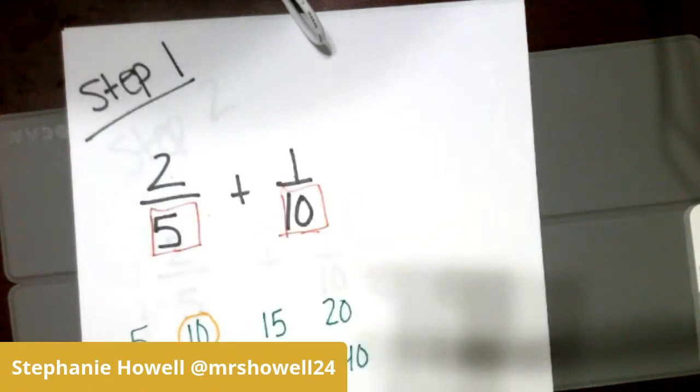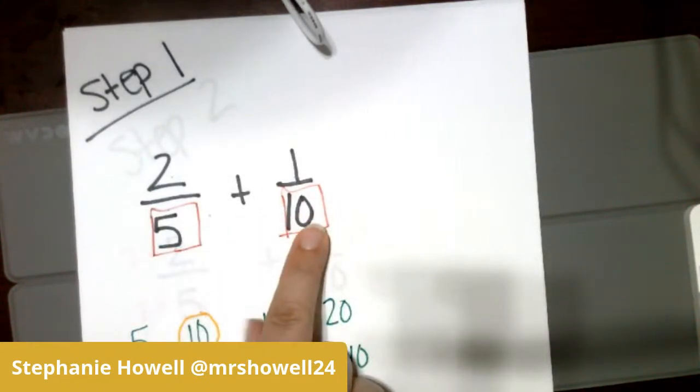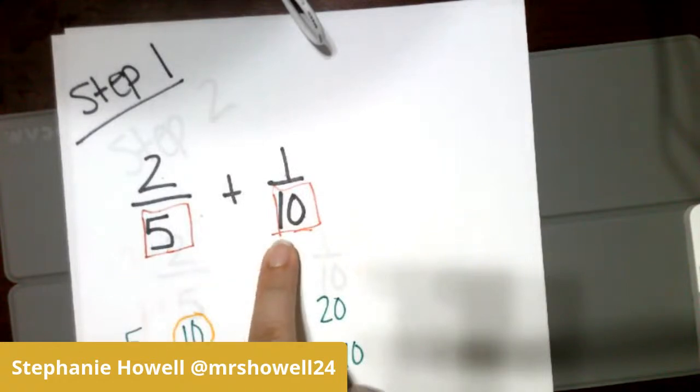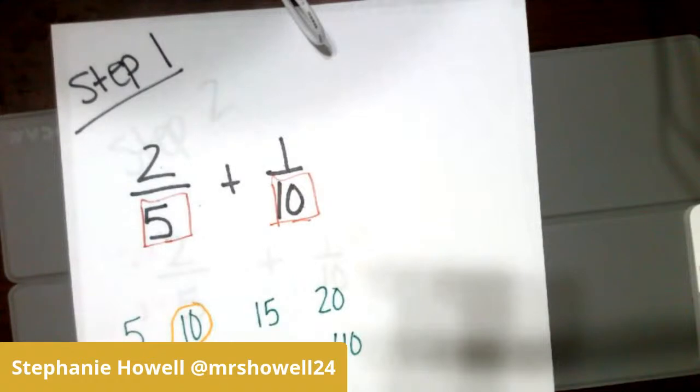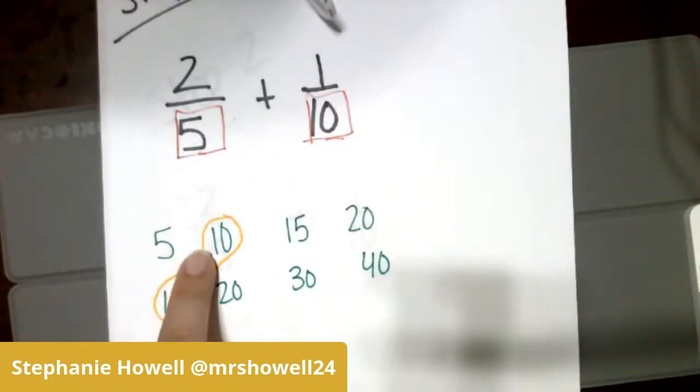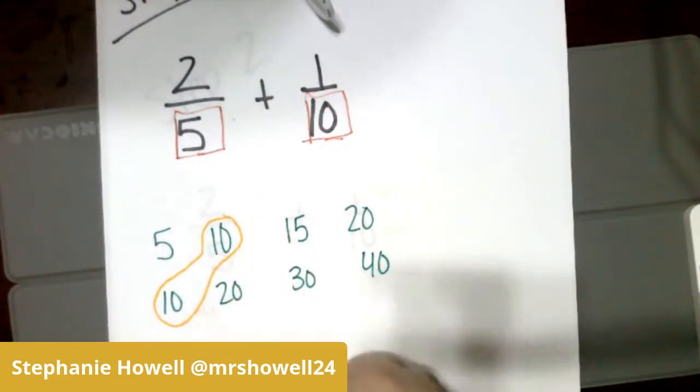So we've got 2/5 plus 1/10. Okay. And we're going to walk through how to solve fractions with uncommon denominators, adding. To do so, we have 5 and 10. 5 and 10 are different denominators and they do not match. And so we need to find the common denominator. And so what I did is I went ahead and I did 5, 10, 15, 20. And then I took 10, 10, 20, 30, 40. I found that 10 was the common denominator.